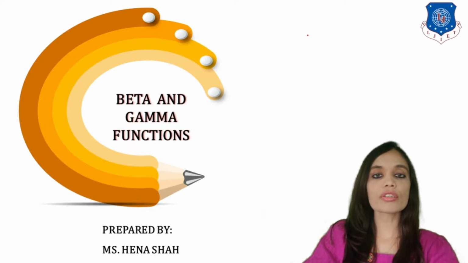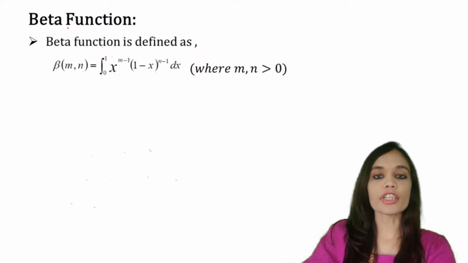So today we are going to discuss the next topic of beta and gamma functions. Okay, so let us start with the definition of beta function. The beta function is defined as beta m comma n, that is equal to the integration from 0 to 1 of x raised to m minus 1 into 1 minus x raised to n minus 1 dx, where m comma n should be greater than 0, right? And the notation of beta function is beta m comma n.